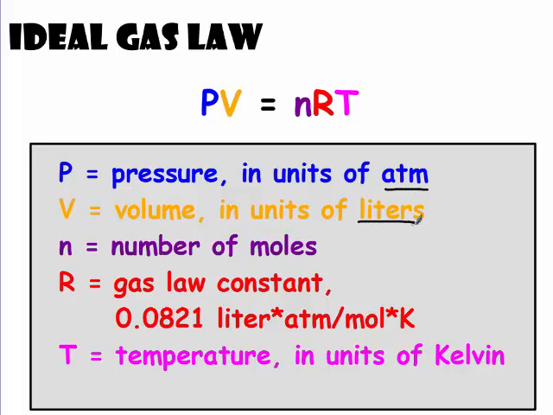N is number of moles. So if they give you grams, that's related to moles, and so you can plug grams in and then convert. R is the gas law constant. It's 0.0821 liters times atmospheres over moles times Kelvin.